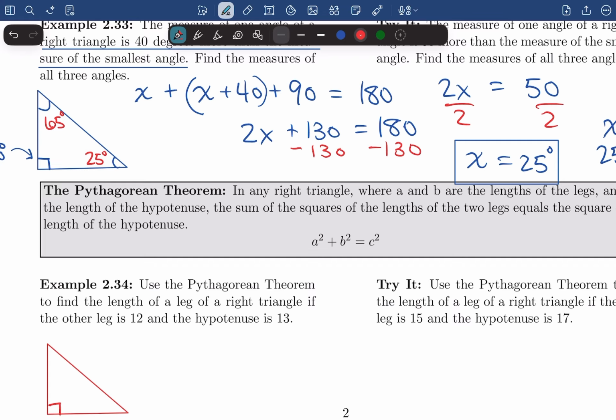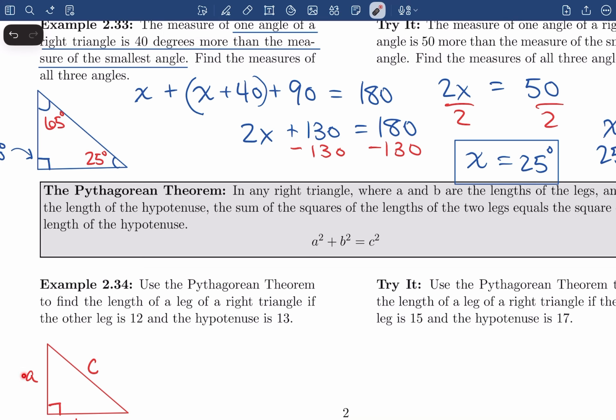Now, the hypotenuse is the longest side, and the 90-degree angle always opens up to it. The hypotenuse must be called c. The other two are the shorter legs, and they're called a and b. All right. So the Pythagorean theorem says that if I take a and square it, and I add it with b squared, it must equal c squared. And this is always true for a right triangle.